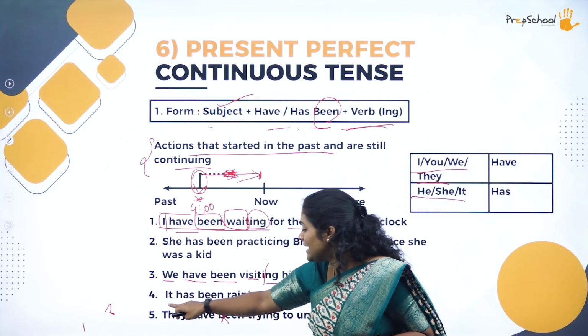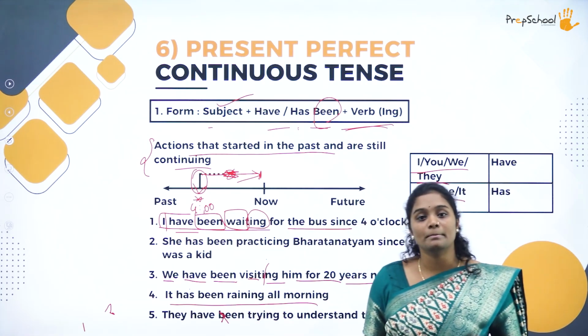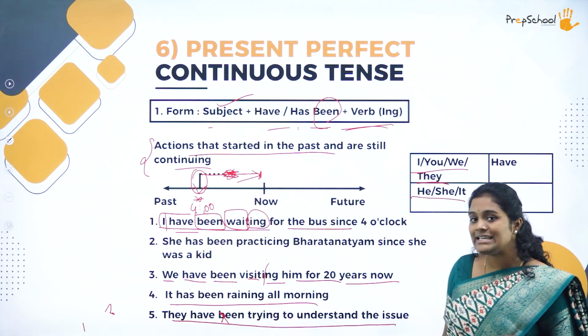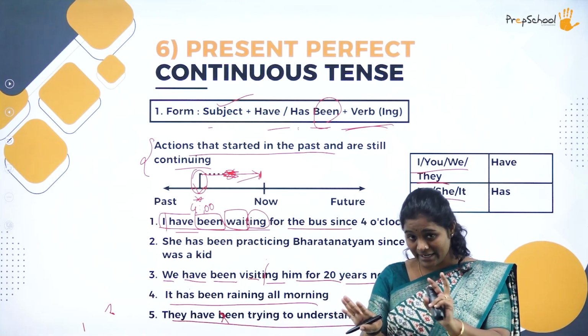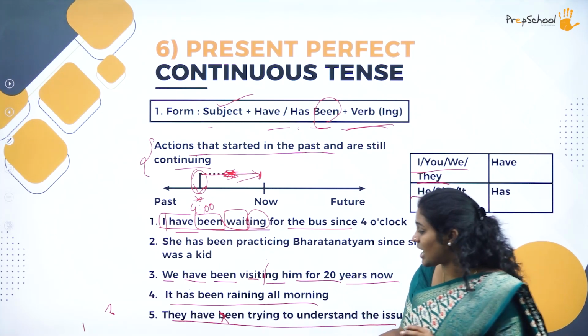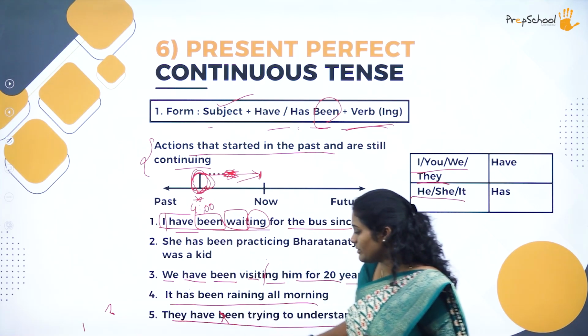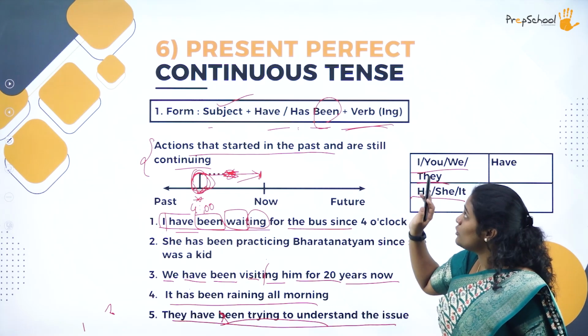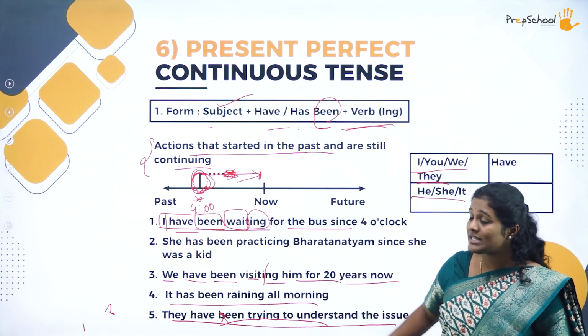Now then you see it has been raining all morning. Then they have been trying to understand the issue. They are still trying to understand the issue. It hasn't been solved yet. Hence, it is continuous. Although it started somewhere in the past, they started thinking about it and they are still trying. Okay. So that's about present perfect continuous tense.